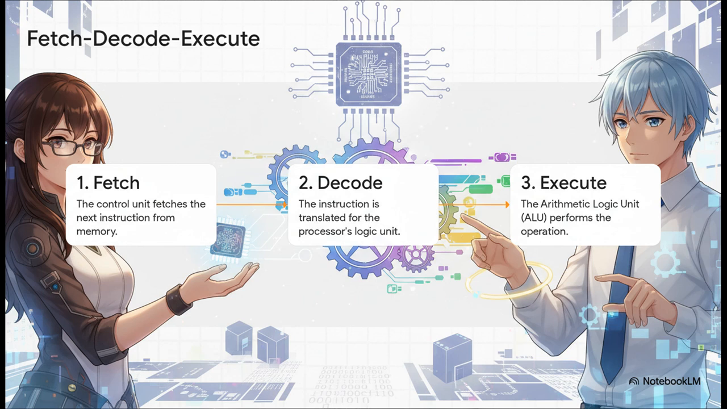First, the CPU's control unit fetches the next instruction from memory. Then it decodes that instruction to figure out what operation it's supposed to do. And finally, the arithmetic logic unit, or ALU, executes the command. It does the math, moves the data, whatever it needs to do. This 3-step dance happens billions of times, every single second.